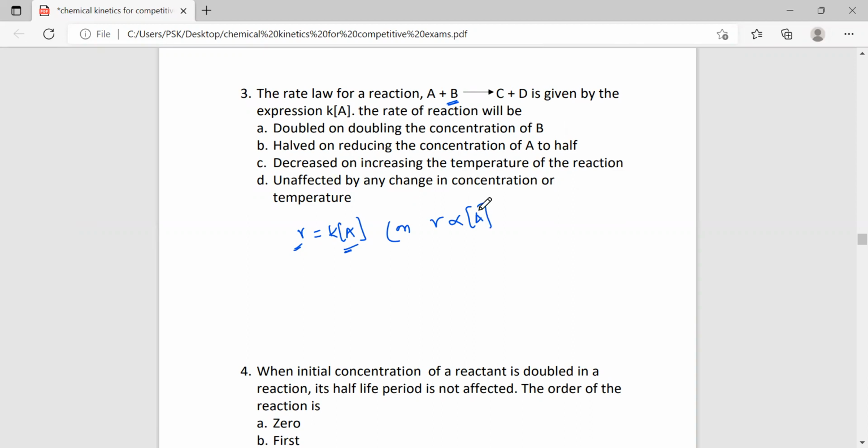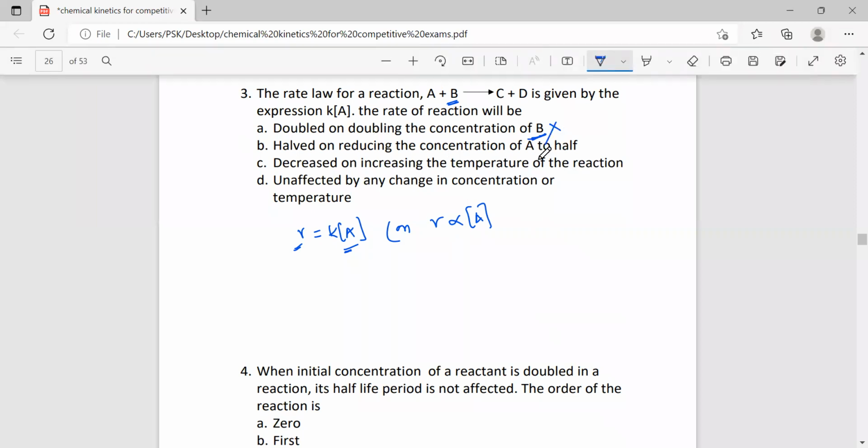Now tell me what will be the answer. Read the options and tell me the answer. If you understood this, you tell me the answer. Take a chance. Let's see. Read the option: doubled on doubling the concentration of B. In the rate equation, there is nothing called B. Therefore, we cannot give this. Halved on reducing the concentration of A to half. So if you reduce the concentration by 50%, the rate of the reaction also decreases by 50% because it is directly proportional. Therefore, the answer for this question will be option B. Yes, option B.